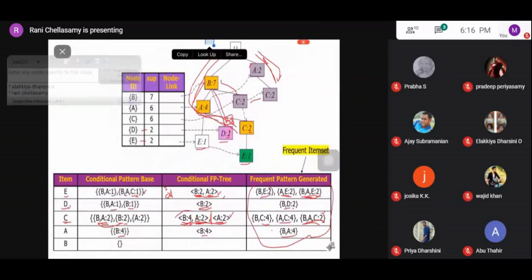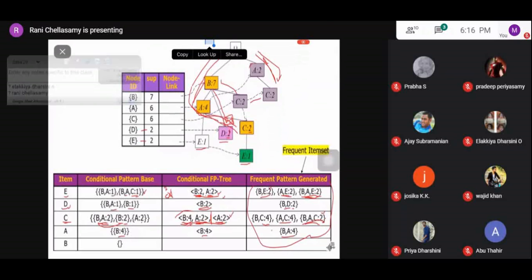Okay, fine. Now find out the conditional FP tree here. So how to find this? See here, B value, the count is 1. Add up with the another set B value, the count is 1. So add these two counts, you are getting B support count is 2. Likewise, A count is 1 here, A count is 1 here. So adding the A counts, the final count you are getting is 2.